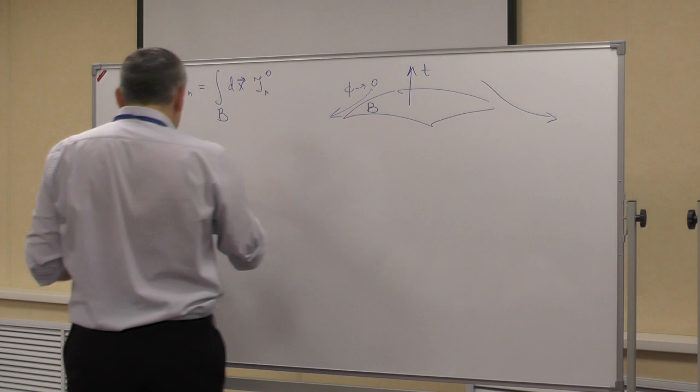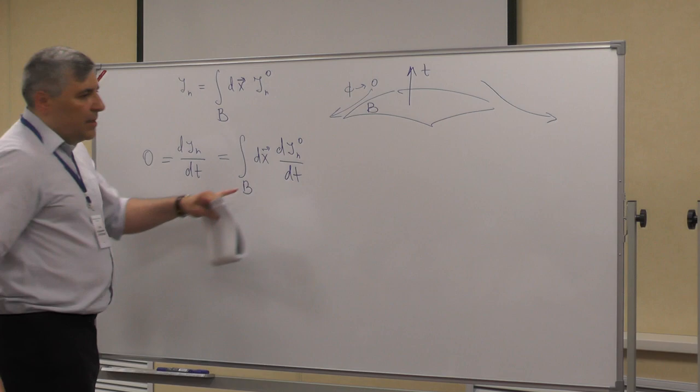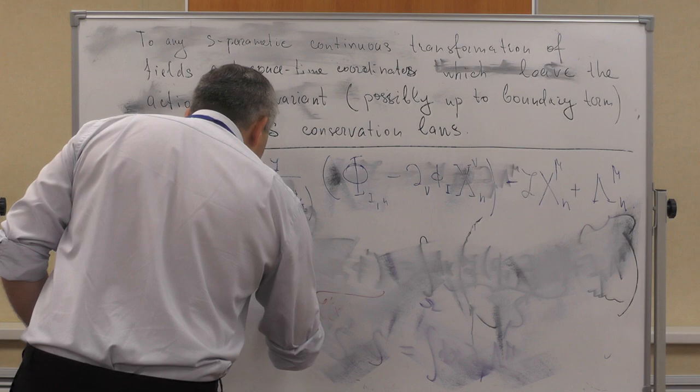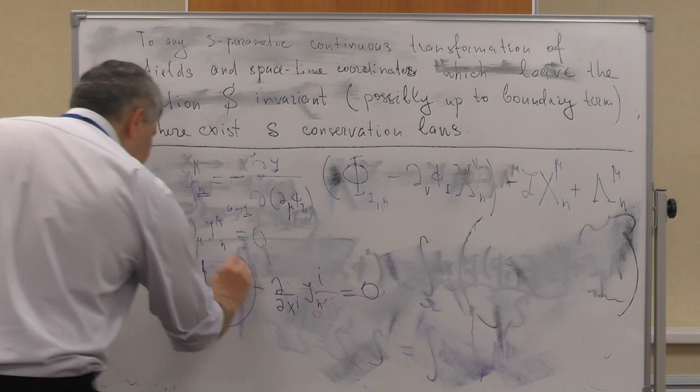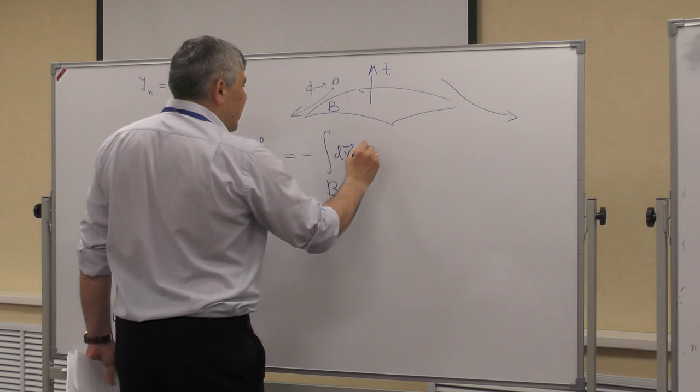So you will get an integral over B, dx, d J n 0 over dt. But then you write down explicitly this conservation law here. This is d over dt of J 0 n minus d over dx i J n i, so it equals zero. So you can replace a time derivative of the zero component of the current with the remaining components, and so you get here minus, no, plus, where I'm writing minus, right, plus here, it's minus integral dx over B, d J i over dx i.